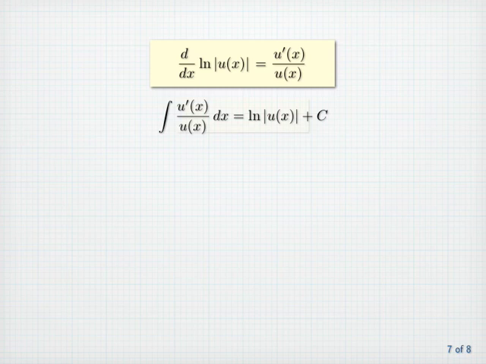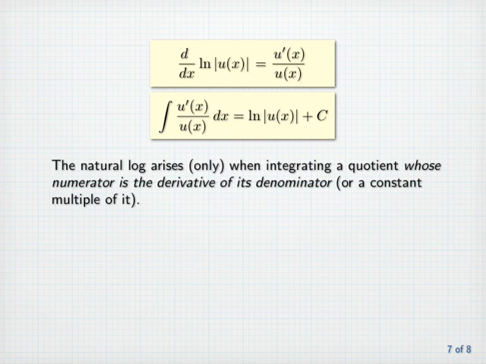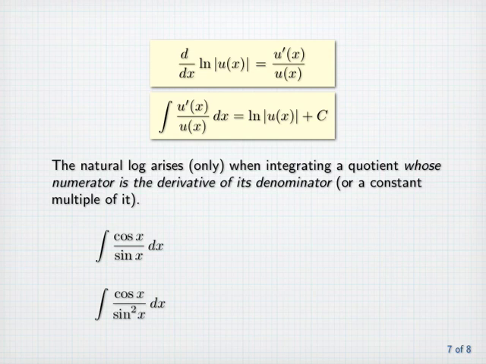The indefinite integral of u prime of x divided by u of x dx is the natural log of the absolute value of u of x plus c. This is a very useful and important thing to remember. The natural log arises only when integrating a quotient whose numerator is the derivative of its denominator, or a constant multiple of it. For instance, consider the indefinite integral of cosine x over sine x dx, and the indefinite integral of cosine x over sine squared x.